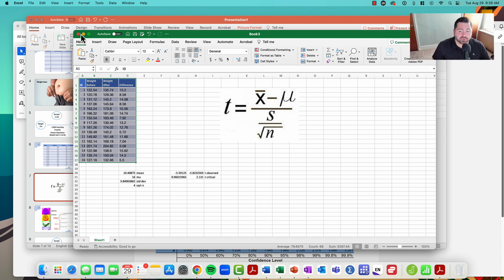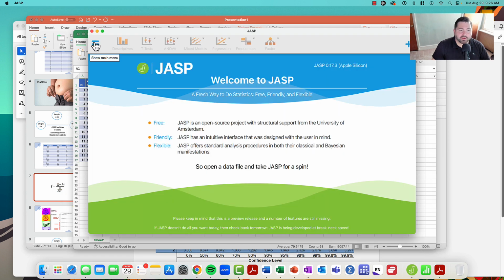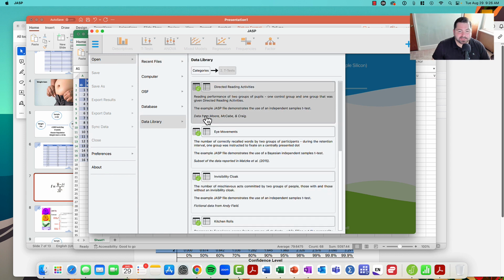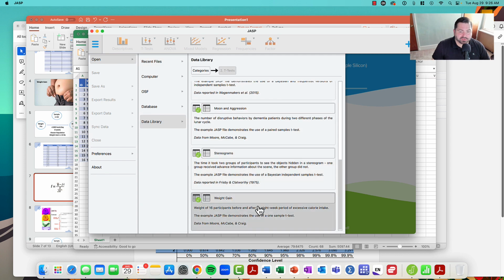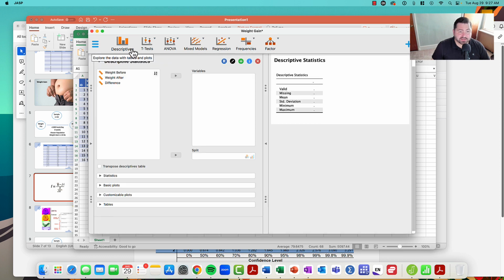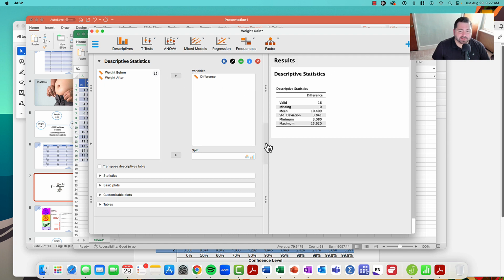So in order to open this up, I'm going to first open JASP, and then I'm going to go to Show Main Menu, Open Data Library, and T-Test. If I scroll to the bottom, you'll see that there's this weight gain formula here. So go ahead and click that. And in order to run the t-test, the first thing I want to do is verify my descriptive statistics. And so remember, the variable that we calculated was the difference score. So let's move that over to the variables box, and you'll see that we get a very nice output.